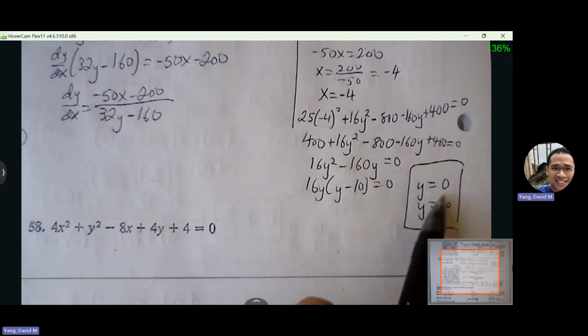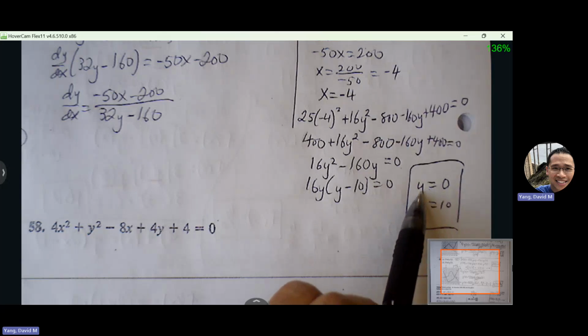So not only do we find the y value, we're also creating these linear equations, these horizontal lines, y equals 0 and y equals 10. Those are the horizontal tangents that we're looking for.